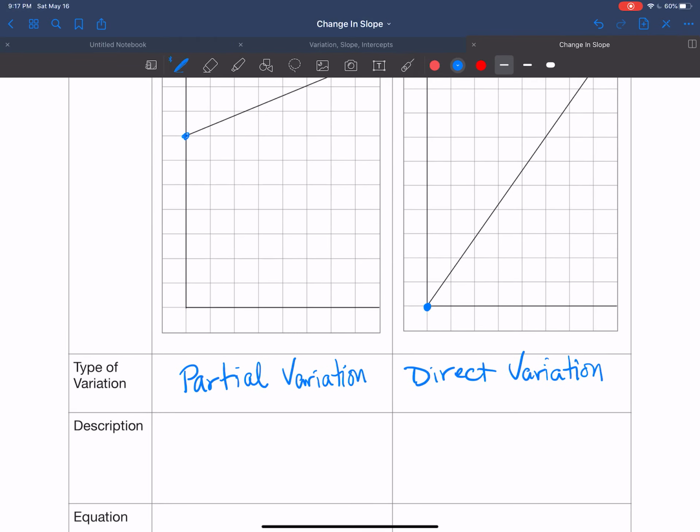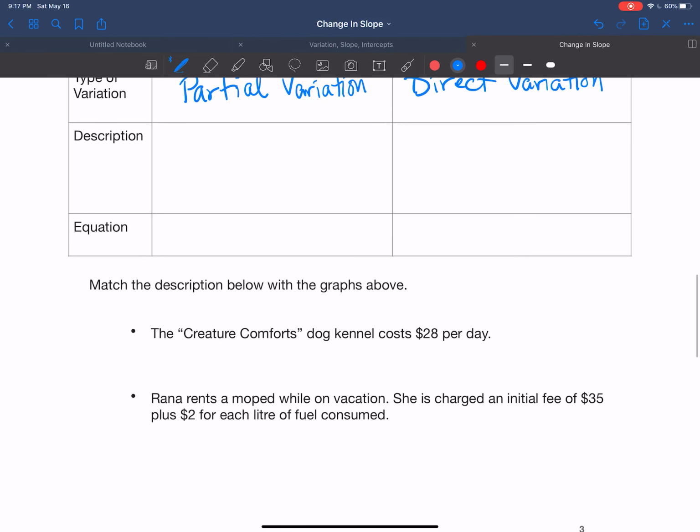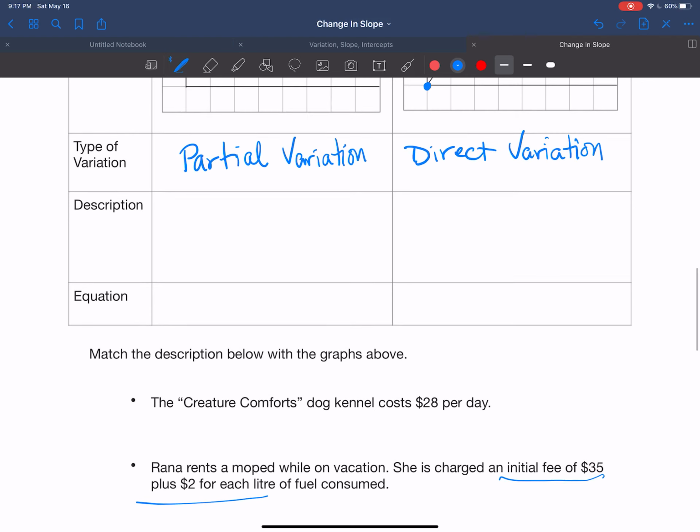So description. Now we're not going to actually create our own description. We have it at the bottom here. We have to match it. Our first option is Creature Comforts. Dog kennel costs $28 per day. Or Raina rents a moped while on vacation. She's charged an initial fee of $35 plus $2 for each liter of fuel consumed. So since there's an initial fee here, I know that that would be our partial variation. If there's an initial value, initial fee, anything like that, that's going to be partial variation.